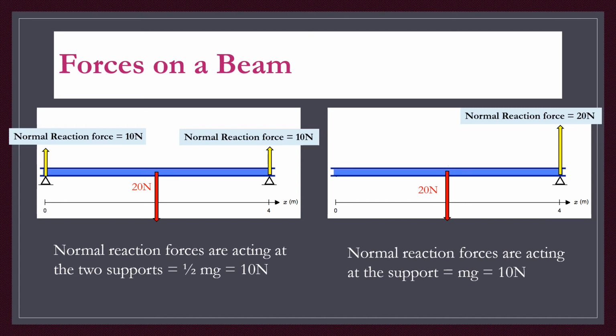Look at the second figure. In that figure, again the weight of the beam is 20 newtons, but it only has one support at the right corner. Therefore, since it only has one support, the normal reaction force is 20 newtons, which is equal to the weight of the beam.